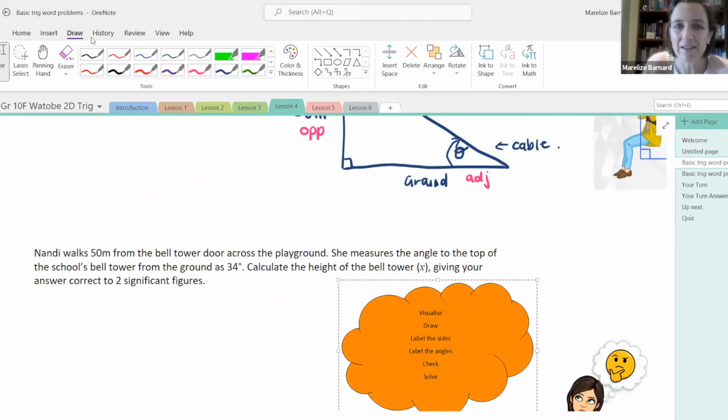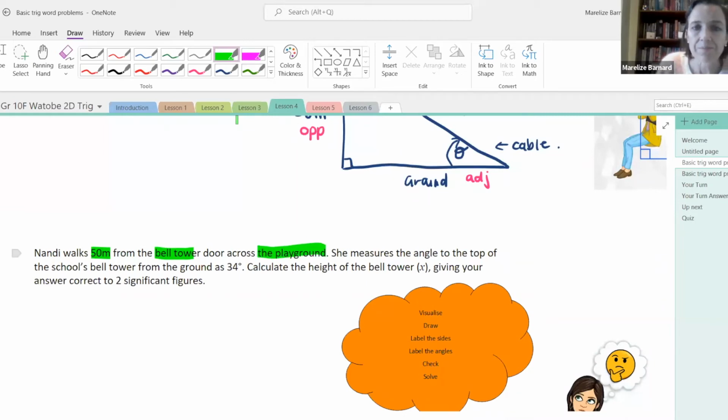Okay, wonderful. Quite a few of you have finished reading, so I'll just give a quick explanation. Nandi walks 50 meters from the bell tower door across the playground. Obviously this is at her school. There's a bell tower, and she walks from that tower to the playground. Let's highlight the important things. So 50 meters from the bell tower across the playground.